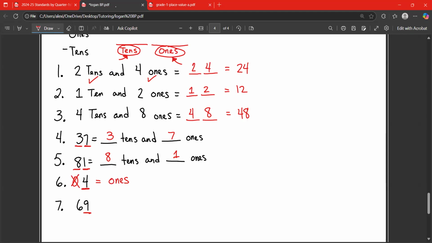69. This time I've got two numbers. I've got both of them underlined. And again, I have to pay attention. The 6 is on the left and the 9 is on the right. Because the 9 is on the right, what place value is that? It is the ones.